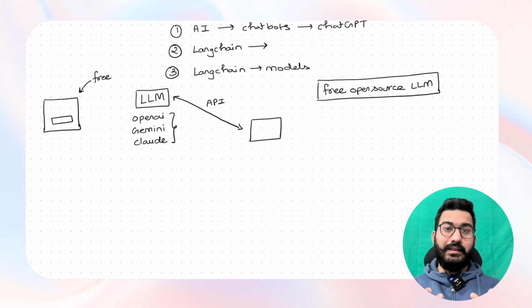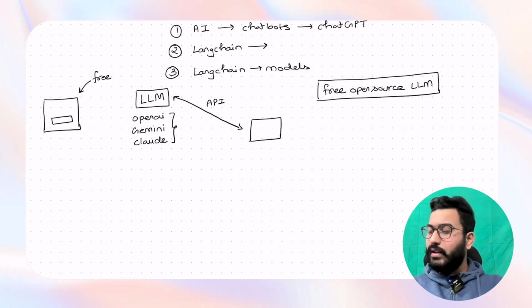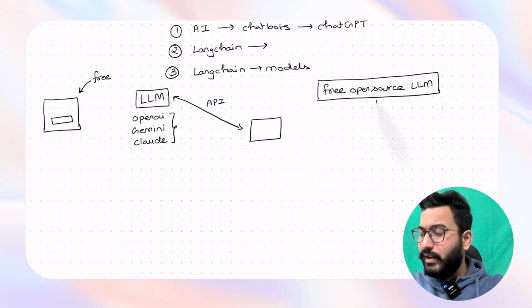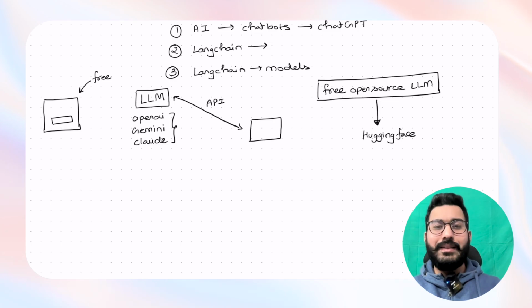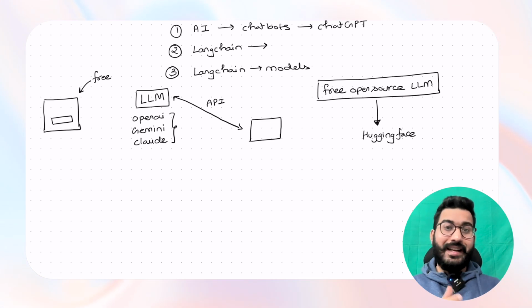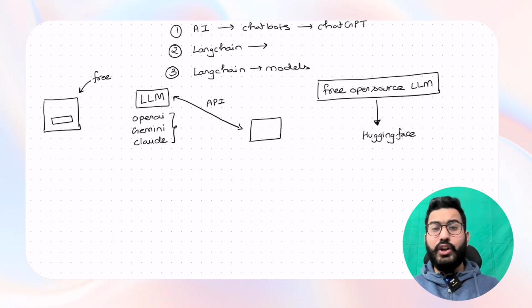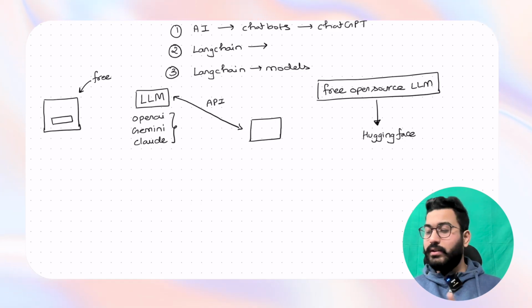They have provided their LLM for you free of cost, and these are known as open source LLMs. Now, all these open source LLMs are available on this website known as Hugging Face. Hugging Face is basically the biggest repository of all these models, be it a language model, a multimodal model, a text model, an image model, a video model, or an audio model. You will be able to find all these models on this single website, which is Hugging Face.